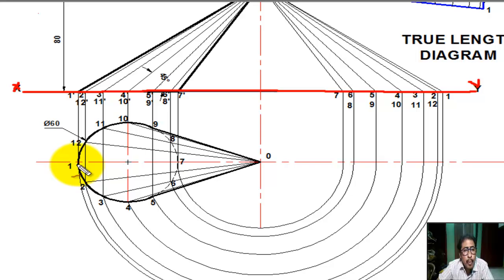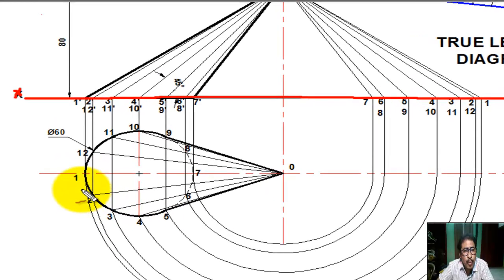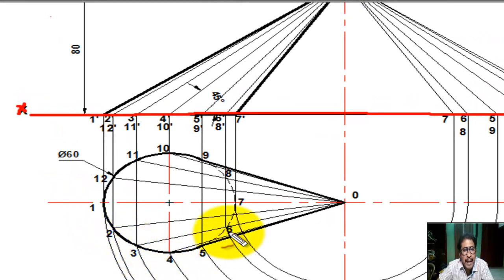Then project this point 1, 2, 3, 4, 5, 6, 7, 8 up to 12 on the base line in the front view. Draw the projection line up to base or XY line from 1, from 2 and 12.